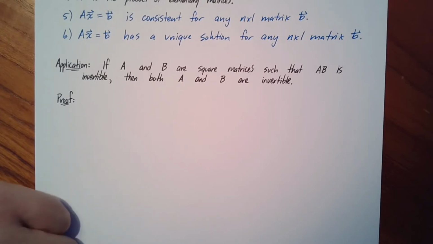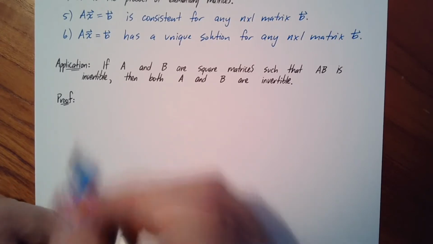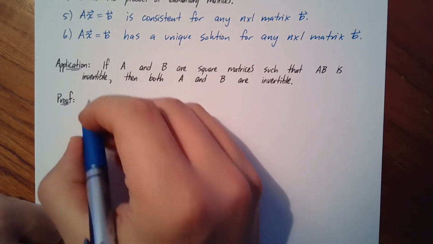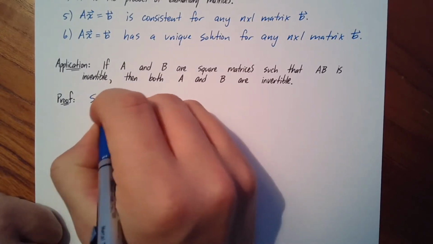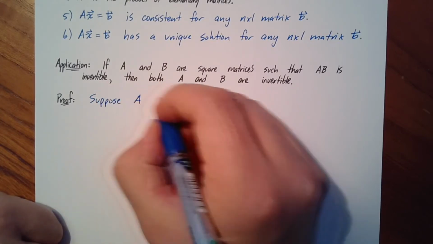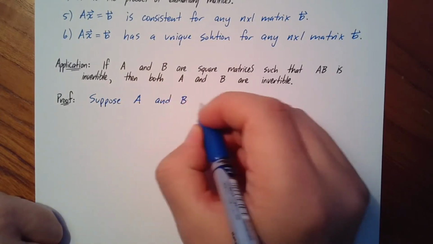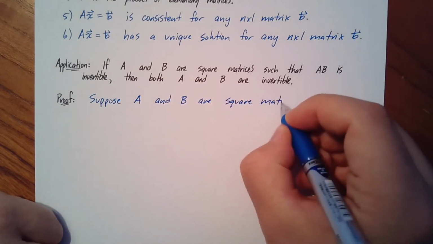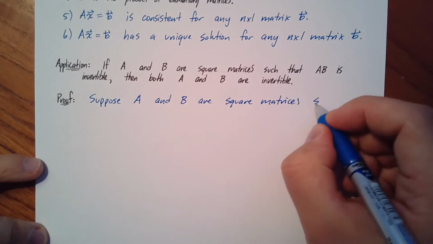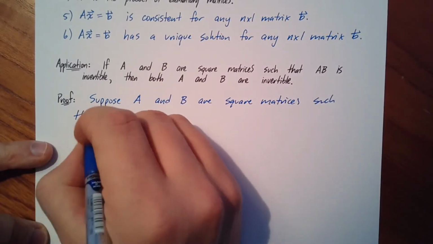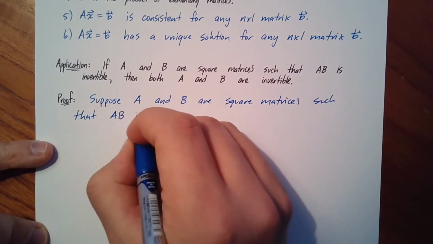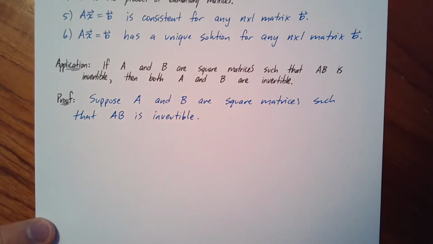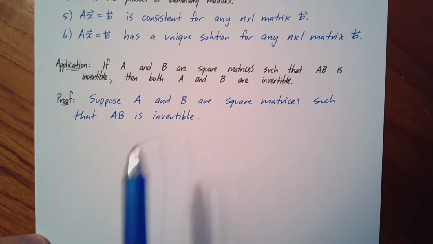Okay, so that's what this is claiming. Well, how do we show something like this? Well, let's just start by assuming, so suppose that A and B are square matrices such that AB is invertible. This is how you prove statements that are of the form that have an implication and a conclusion.